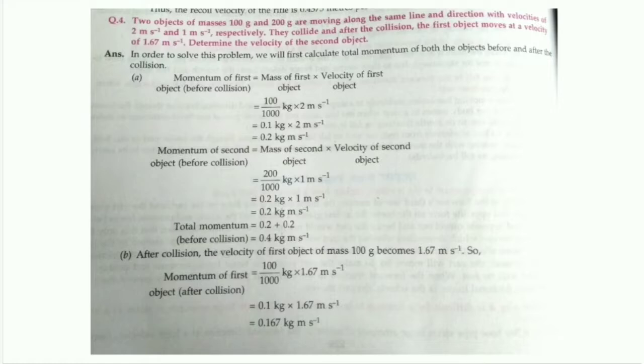Total momentum is given by the momentum of both the objects before collision. So we have 0.2 plus 0.2, that equals 0.4 kg meter per second. Now after collision, the velocity of the first object of mass 100 grams becomes 1.67 meter per second. So the momentum of the first object is given by the mass into this velocity, and that comes to 0.167 kg meter per second.